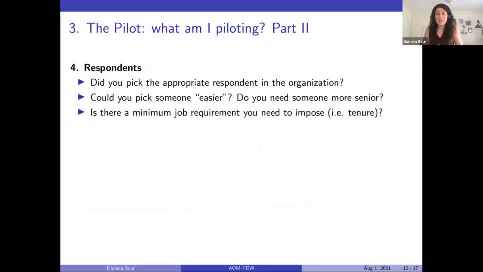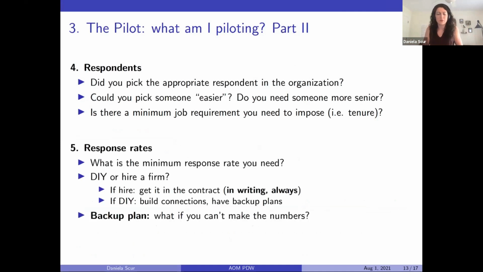Then also on the respondents, you want to pilot, again, did you pick the right person in the organization? Maybe you thought you needed to talk to the CEO, but it turns out they don't know how to answer your questions. Or maybe they do, but you don't need the CEO. You could do with somebody a little lower. And as Evan was saying, depending on who it is, it's easier or not to get those people. And then any minimum job requirements, you also need to put down. And in terms of response rates, what is the minimum response rate you need? I saw in the chat there was already some talk about the sample size and so on, so I won't spend too much time here.